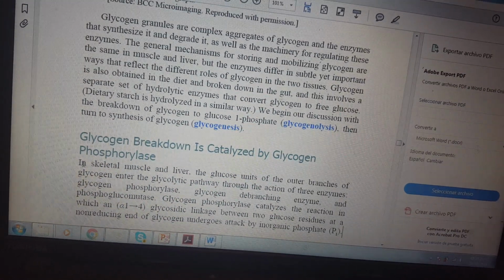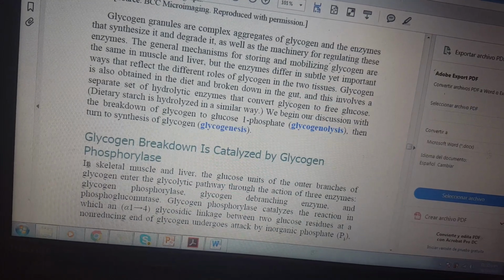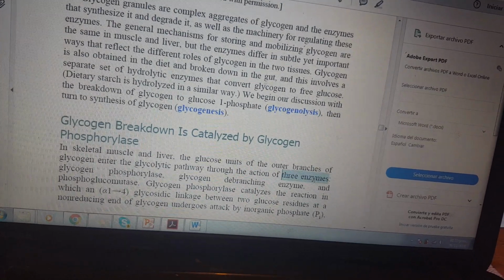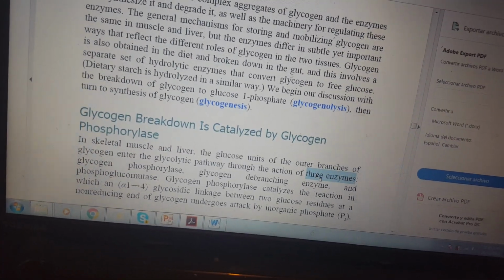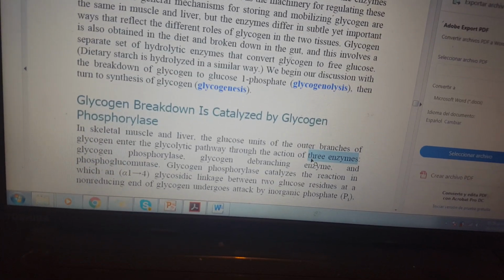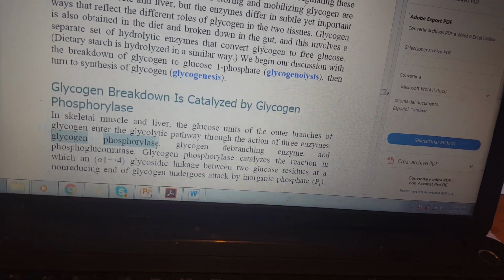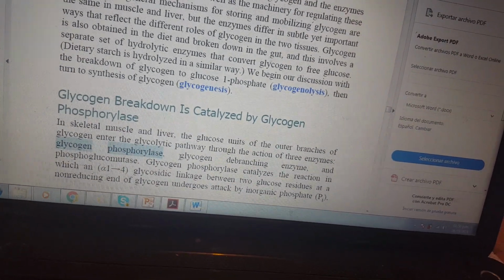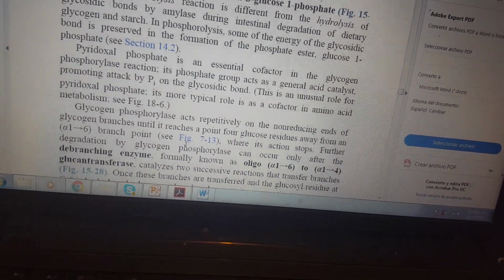In skeletal muscle and liver, the glucose units of the outer branch of glycogen enter the glycolytic pathway through the action of 3 enzymes. This is important to remember. These 3 enzymes are implicated in the degradation of glycogen to glucose. These 3 enzymes are glycogen phosphorylase, glycogen debranching enzyme, and phosphoglucomutase. I'm going to explain better the activity of these 3 enzymes in this image.